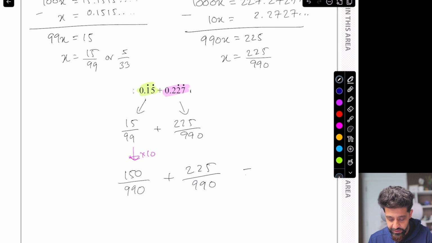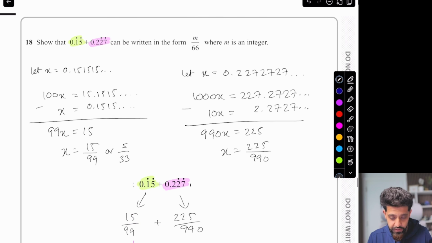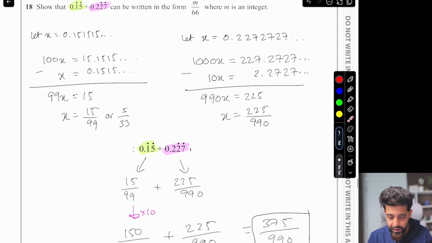Remember, we don't have calculators. All right, so we can just add the top now. So 225 add 100 is 325, add another 50 is 375. So 375 over 990. That's our answer. Does it ask for a simplest form? Okay, it doesn't ask us for a simplest form.